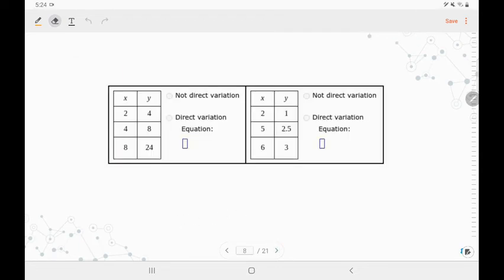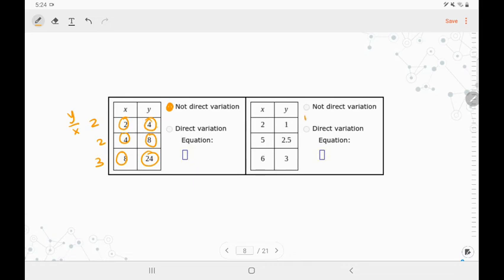Alright, so let's try again with tables. So remember, take y divided by x. 4 divided by 2 is 2. 8 divided by 4 is 2. 24 divided by 8 is 3. So does this have direct variation, or is it proportional? There's no direct variation, so I cannot write an equation, or I cannot come up with that equation.